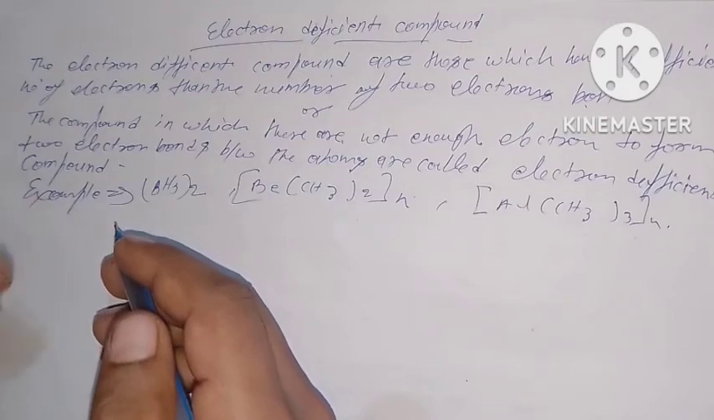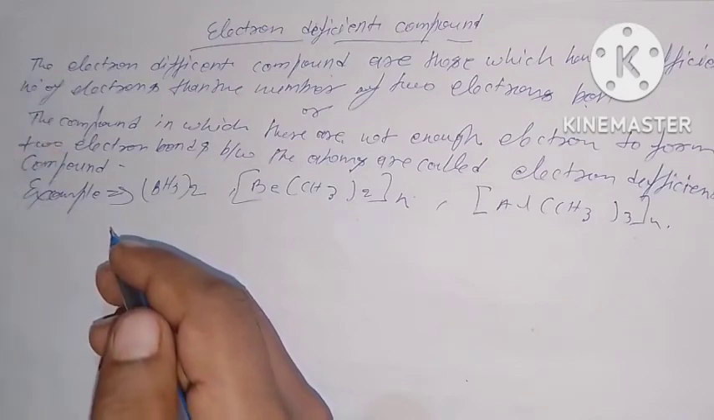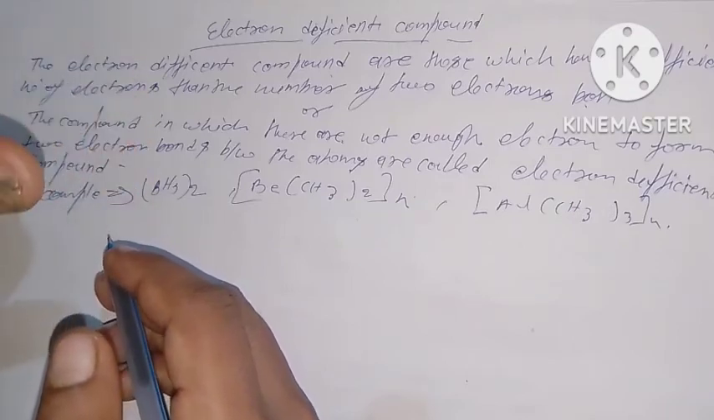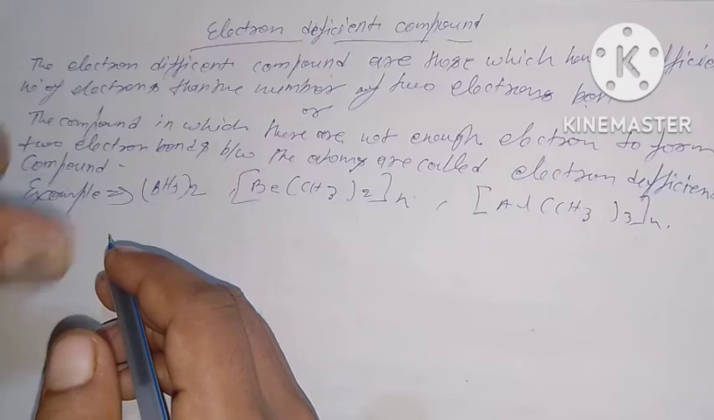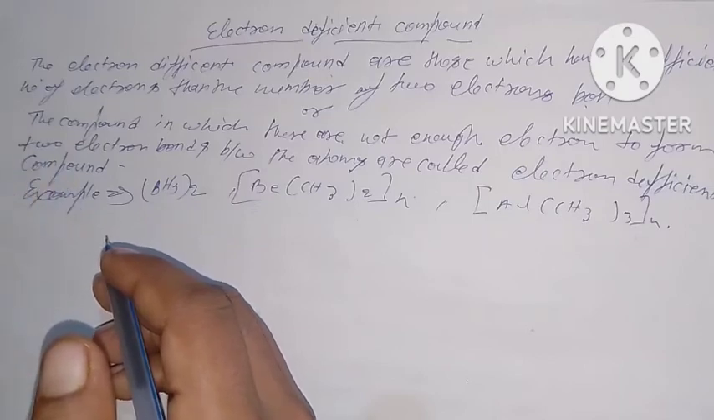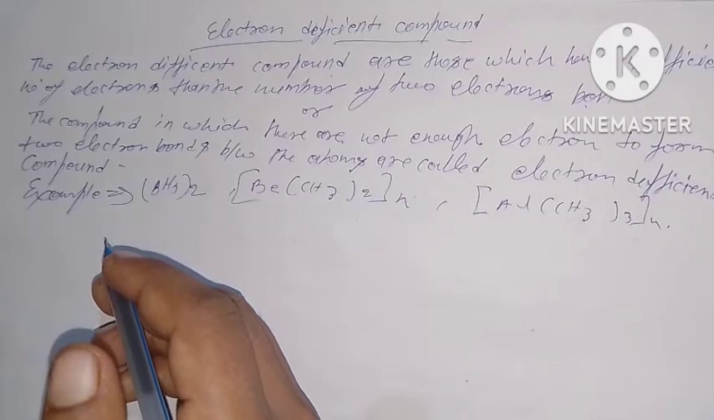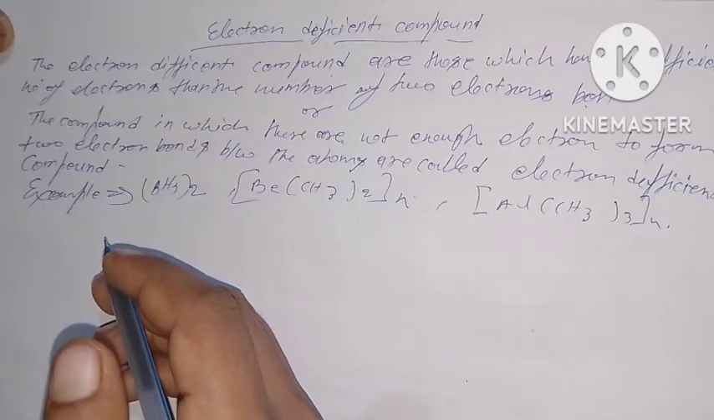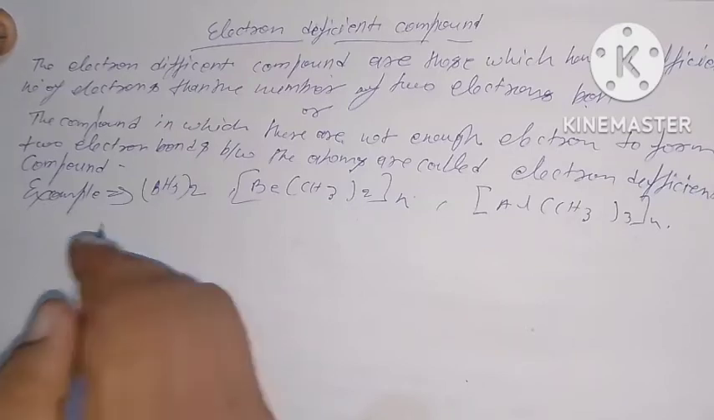Electron deficient compounds are given more by the elements of group 13 than those of any other group. This is because the atoms of group 13 have the tendency to be tetracovalent but have only 3 valence electrons. Example: B2H6.